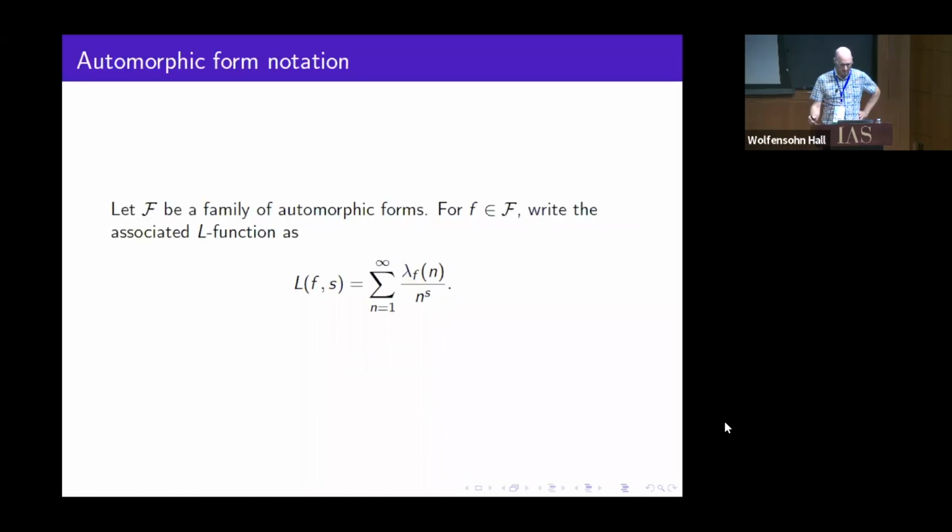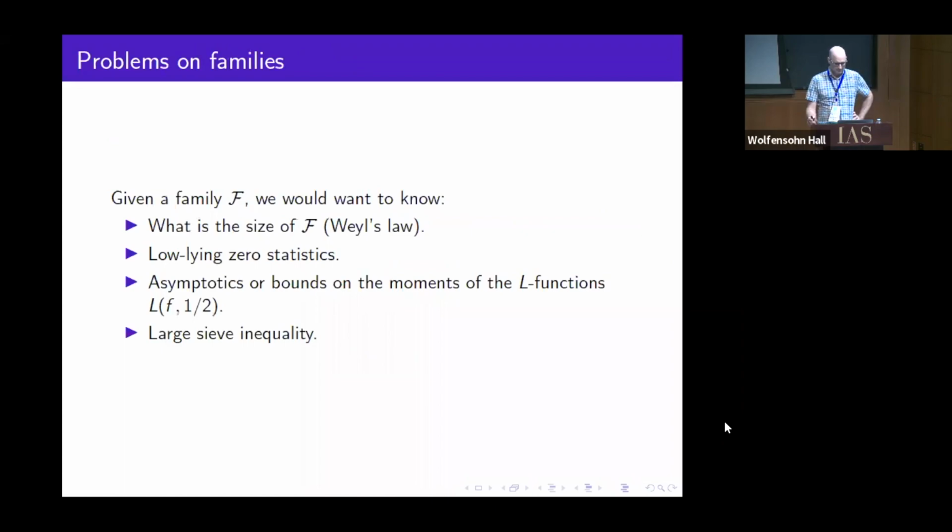So just to set a little bit of notation, I want F to be a family of automorphic forms, and I want to let lambda f of n be its Dirichlet series coefficients. Given the family, there are a number of things we might be interested in. One of the most basic questions we could ask about a family is just how big is it? How many elements are in the family?